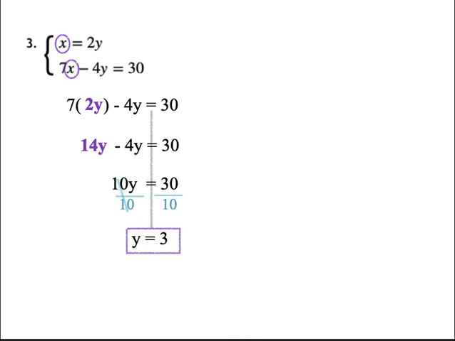Solve for x. What do you get for x? When you plug in the fact that y really equals 3, you get x equals 6. Well done, everybody.